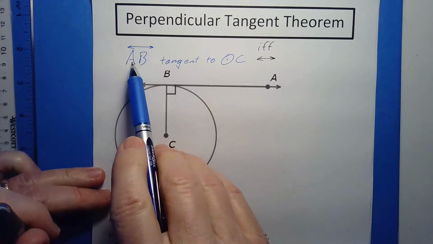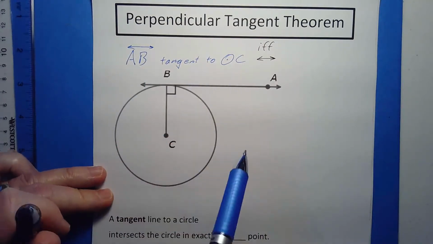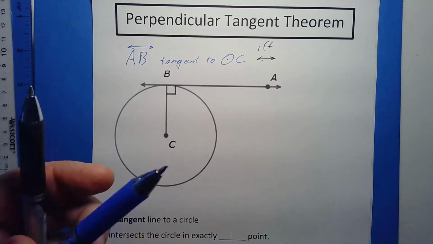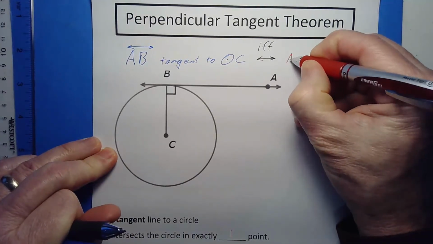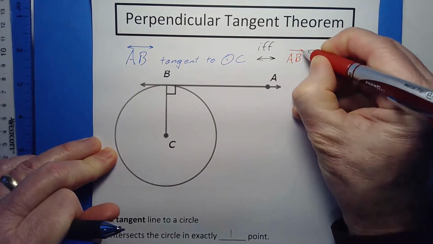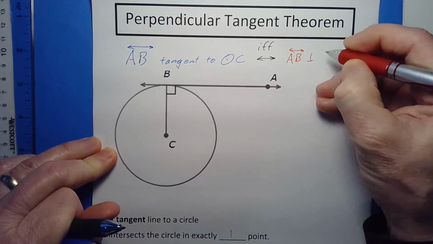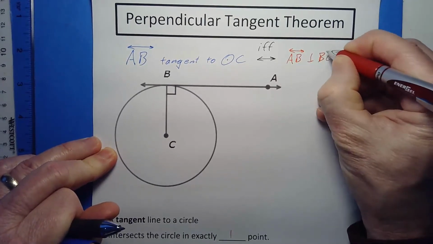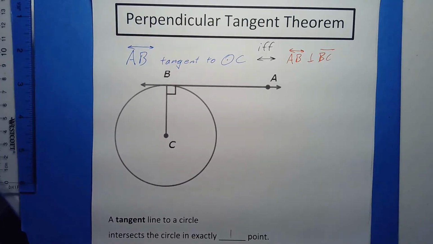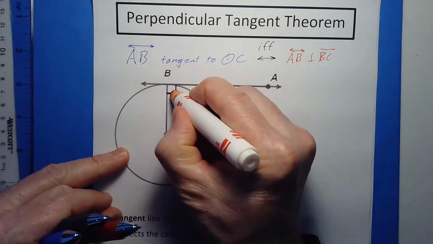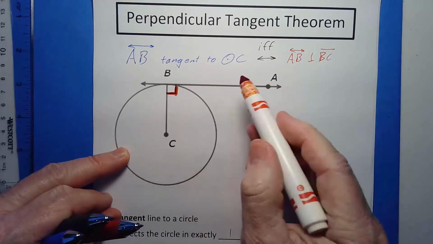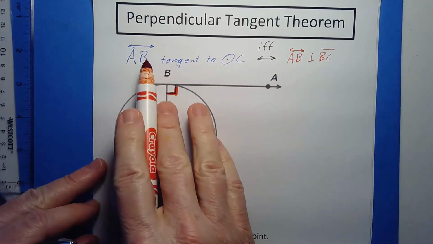If we have this line AB tangent to circle C, then that gives me an if and only if related to the perpendicular statement. In other words, AB is perpendicular to BC, the radius, right? So that's pretty cool what's going on here, right? I've got this perpendicular statement right here, and then I also know that AB is tangent.